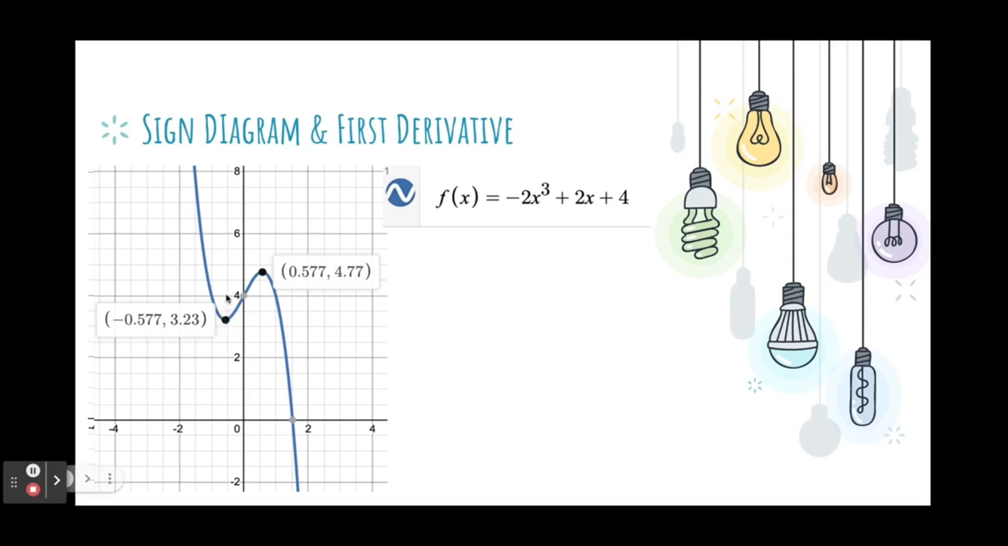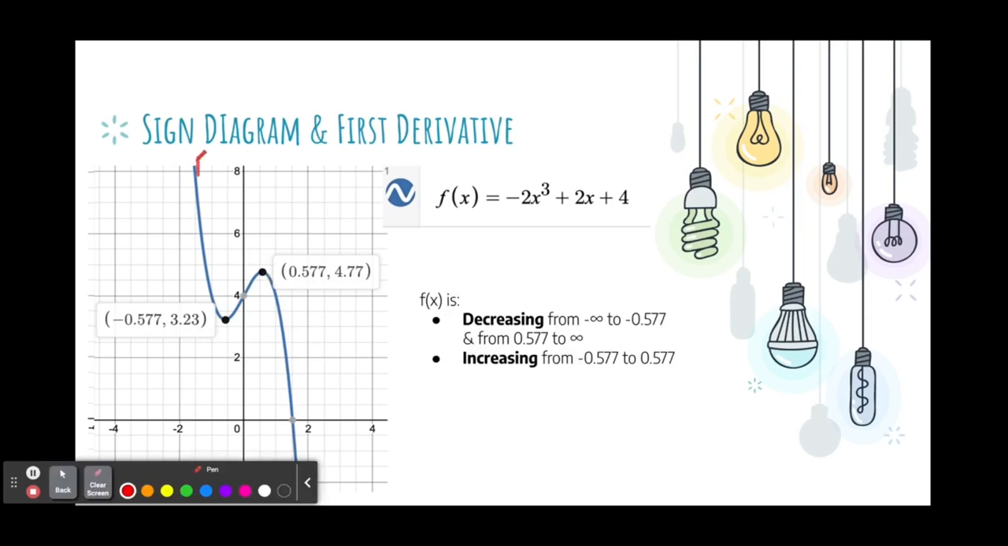Then from negative 0.577 to 0.577, it's increasing. And then it's decreasing again. So there's two parts in which we're decreasing. So we're decreasing all the way here, and then we're decreasing here as well, and until infinity.